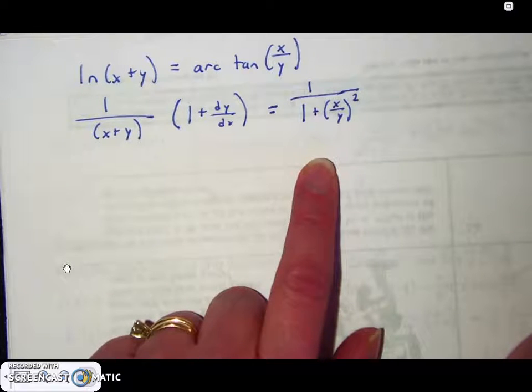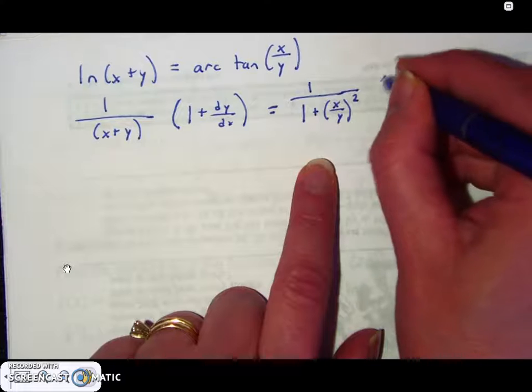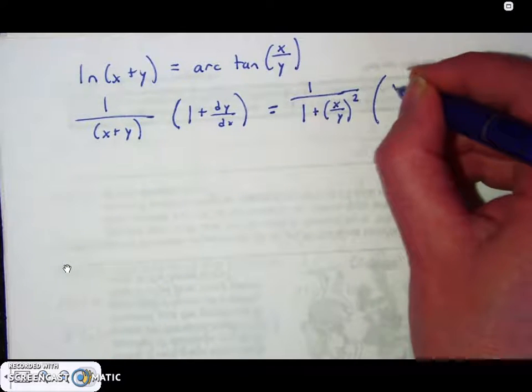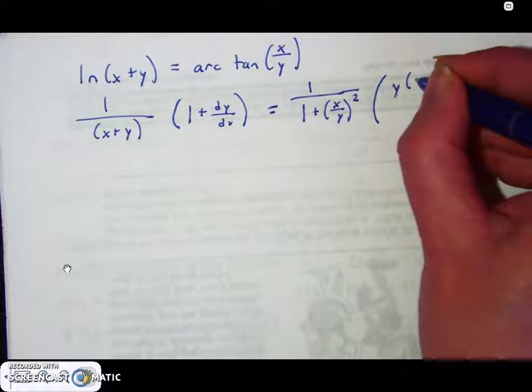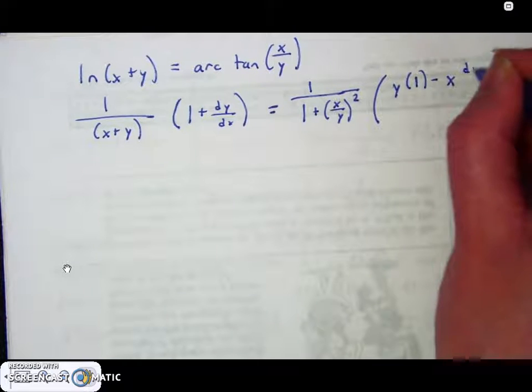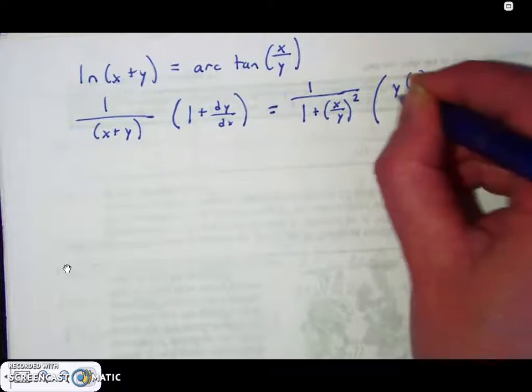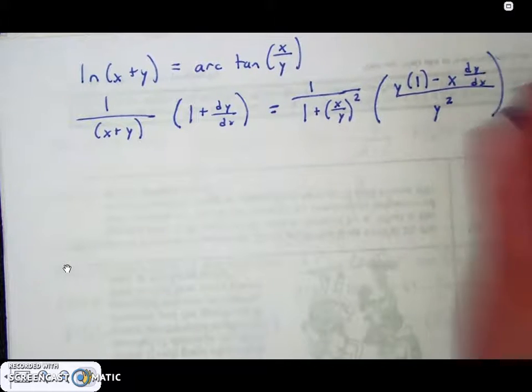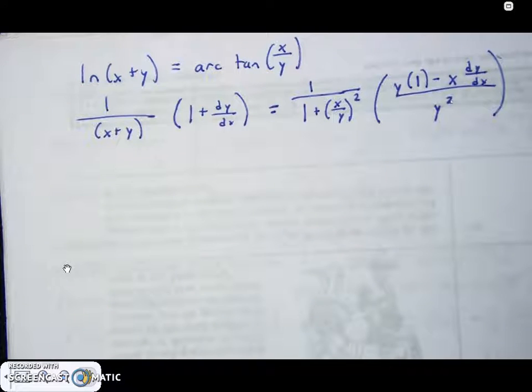Okay, so what rule am I going to have to use for times the derivative of x over y? Quotient. All right, so here we go. Low d high minus high d low over low squared. All right, so we got a giant mess.